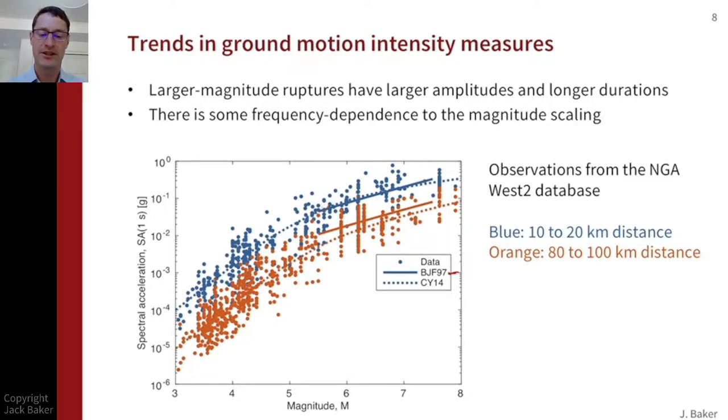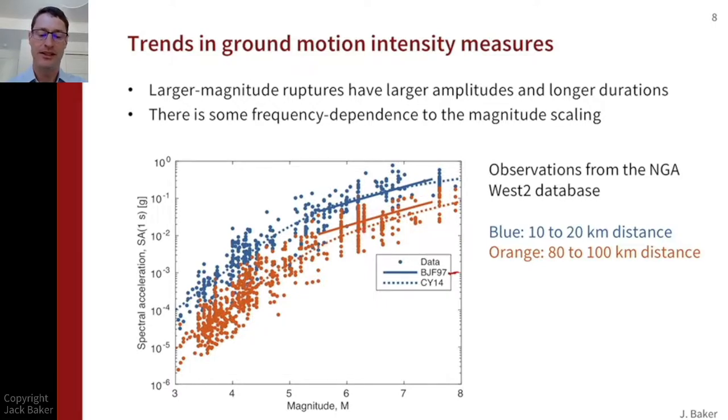Additionally, the Chiou and Youngs model extends down to much smaller magnitudes as well. And you can see that the functional form has to be a little more complicated here. The Boore et al. model just has this linear trend. The Chiou and Youngs model has kind of a break in the magnitude scaling and has a different slope down here. This extended magnitude range increases the applicability of the model. It also means that we can utilize smaller magnitude data to help in the calibration of the model because it fits in there.